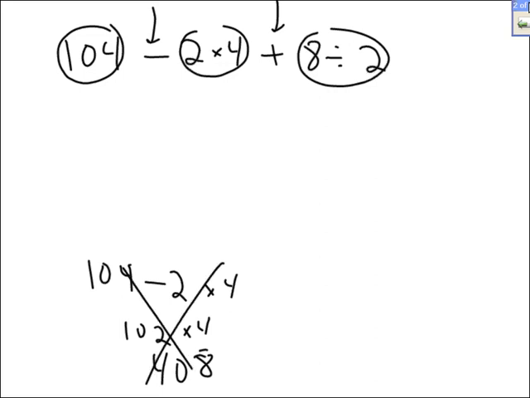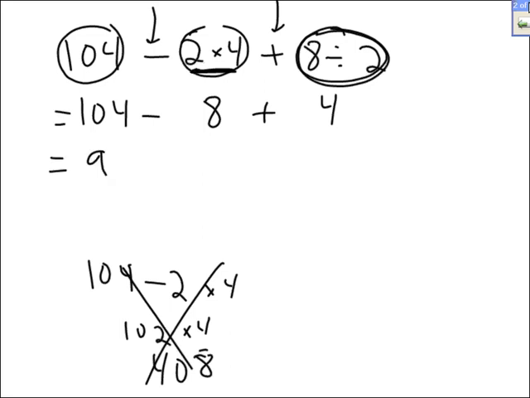It's not done that way, because from 104, we are not taking away 2. We are taking away the whole term. 2 times 4 is 8. Plus, we're adding on not 8 and then dividing that whole result by 2, but we are adding on 4. 8 divided by 2 is 4. So we have 104 minus 8 is 96, plus 4 more, it's 100.